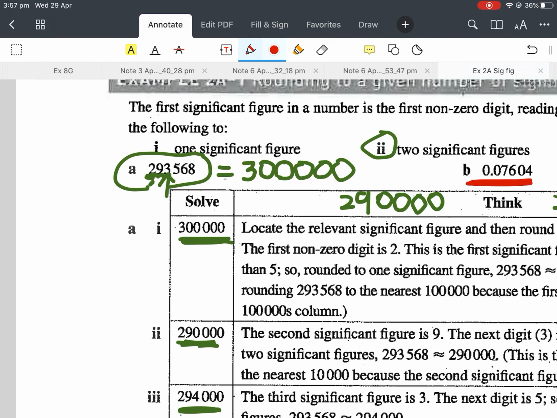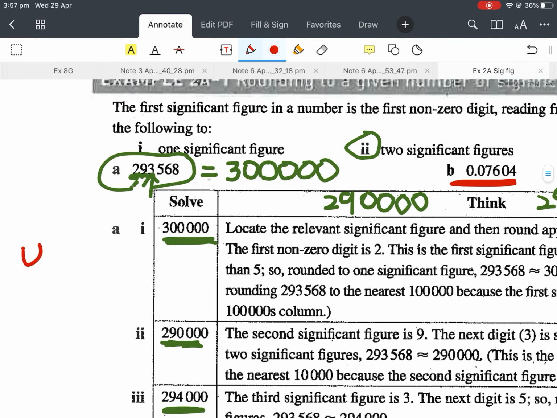0.07604. All right, so I'm going to write that over here. 0.07604. Now zeros in the front are not considered to be significant, so we're not going to count those. We're going to wait until we get to our first counting number. In this case, it's a 7. So I am rounding this one to 1 significant figure.